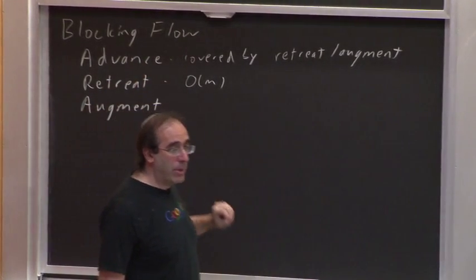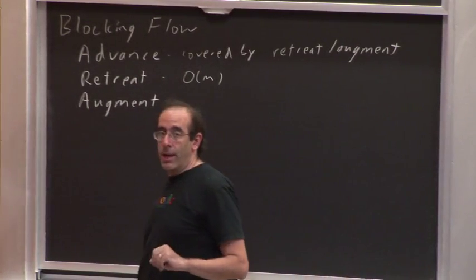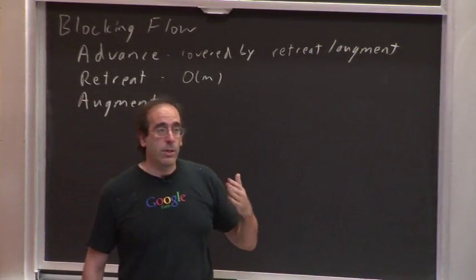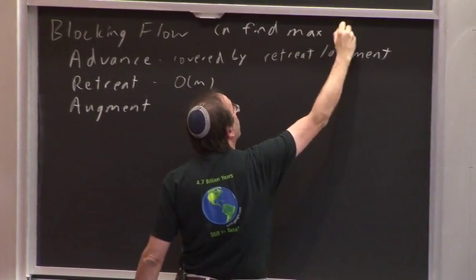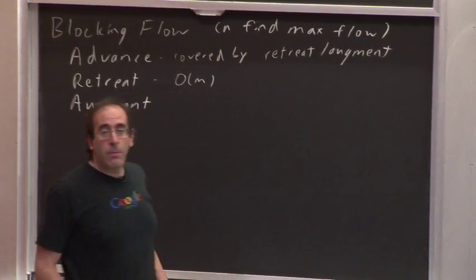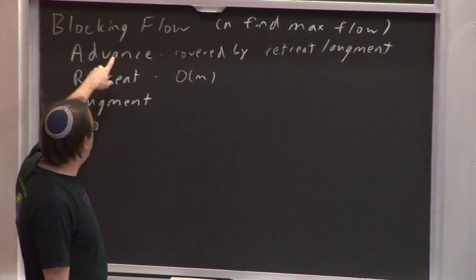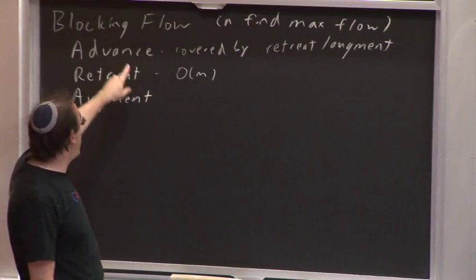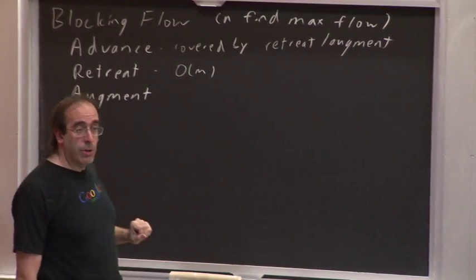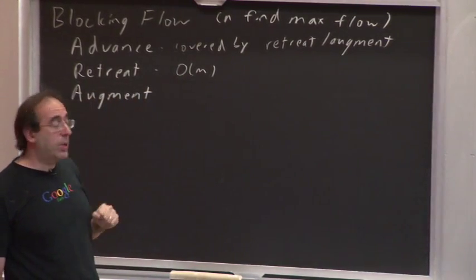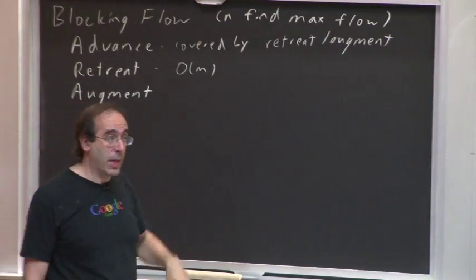If you remember, last time we looked at blocking flows as a technique for finding max flow. We argued that a sequence of n blocking flows was sufficient to find a max flow. And then we began to analyze the time for blocking flows by breaking the blocking flow algorithm into a set of 3 steps: the advance along an edge that still has residual capacity in the admissible graph, a retreat along an edge that you've decided cannot reach the sink, and then taking an augmentation through a path that you found from the source to the sink, right?